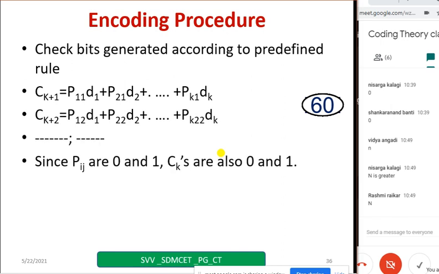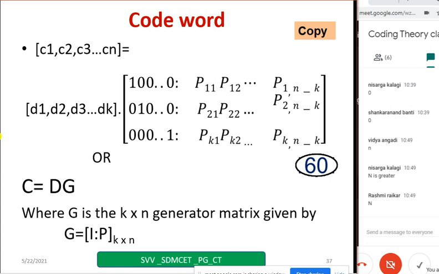Now, the check bits, how we generate them: ck plus 1 and so on. This also I think you have already copied just now. Glance once. Take another 10 seconds. It is the same equations that you copied in the encoding procedure. Now, how can we find a code word? Once I know the parity bits, the parity matrix and identity matrix can be written. So this will become G: the identity matrix followed by the parity matrix will become G. If I multiply D into G, I'll get a code word. So please remember C equal to D into G. This I want you to note down.